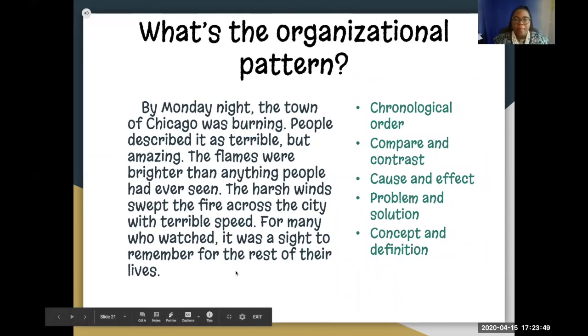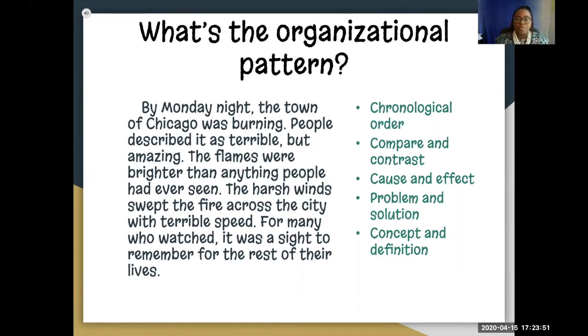All right, by Monday night, the town of Chicago was burning. People described it as terrible, but amazing. The flames were brighter than anything people had ever seen. The harsh winds swept the fire across the city with terrible speed. For many who watched it, it was a sight to remember for the rest of their lives. And it's your turn again.